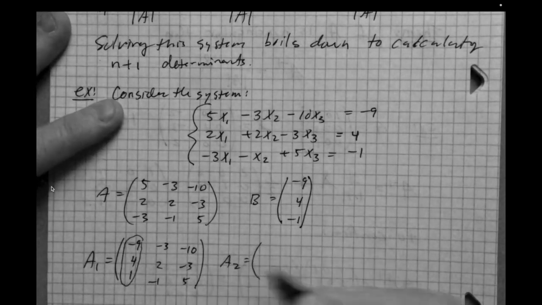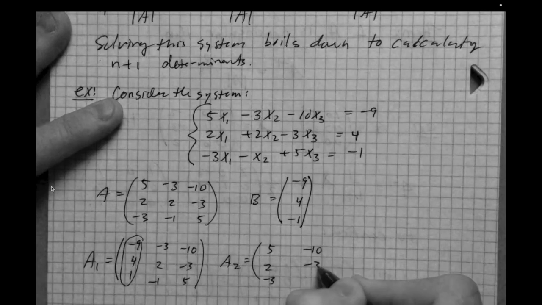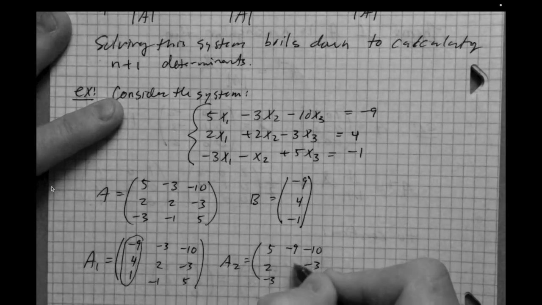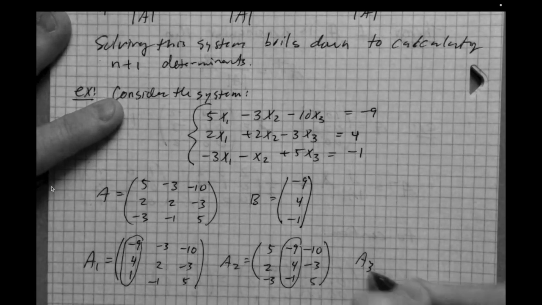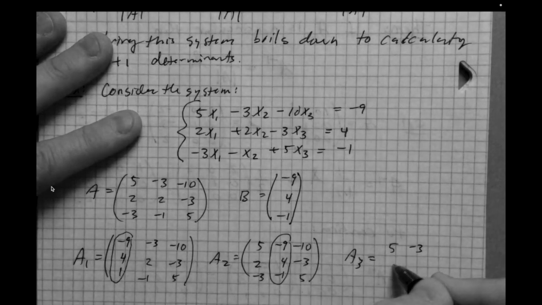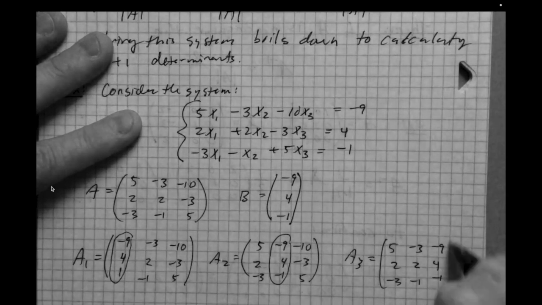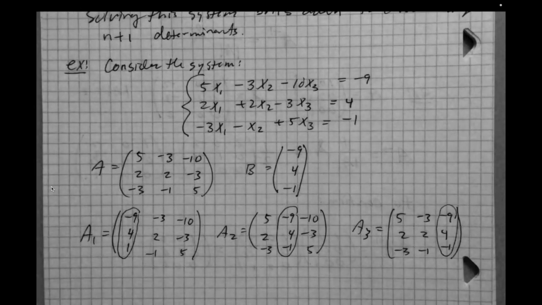In A2, it's the same operation: 5, 2, negative 3, negative 10, negative 3, 5, but the middle column is gone now and swapped out for B. And then A3 is the same, except it's the third column: 5, negative 3, 2, 2, negative 3, negative 1, and then negative 9, 4, negative 1. So you can see, very easy to remember this. And now all we have to do is calculate all these determinants and do some division.